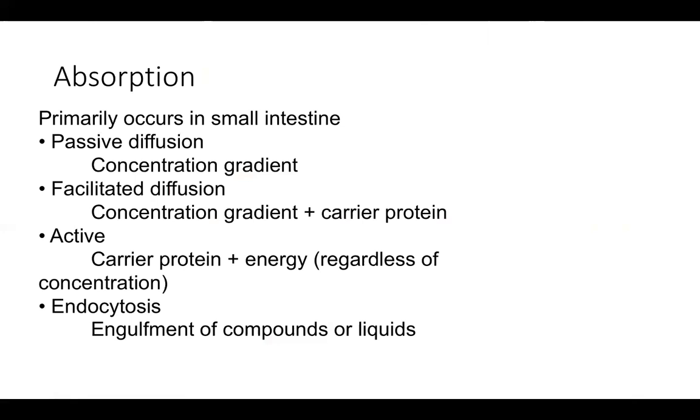So when nutrient concentrations are higher on the inside of the intestine than they are in absorptive cells, the difference in concentration gradients drives those nutrients into the absorptive cells, such as water, fat, and some minerals. Passive diffusion is great because it doesn't require any energy or carrier molecules. It's kind of the simplest type of absorption.